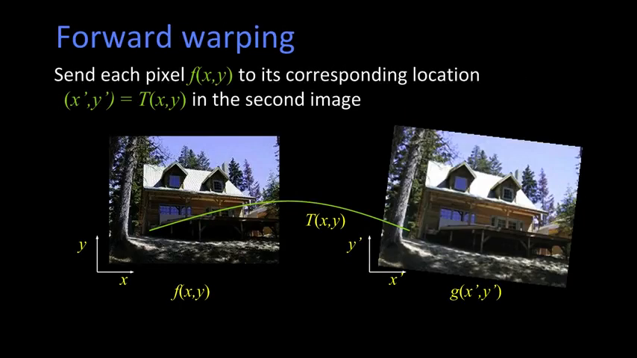So forward warping works as follows. You basically send every pixel f of x, y, so I've got the first image, it's at x, y, I send it to its corresponding location in the second image.